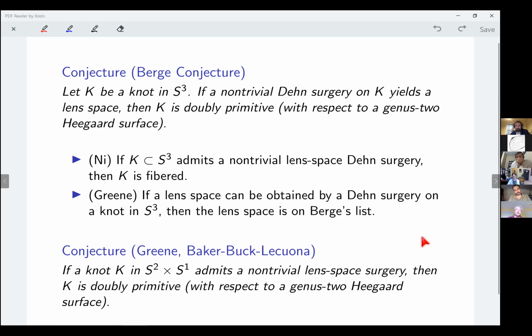And also, you can generalize this type of conjecture to other 3-manifolds. For example, a conjecture of Josh Greene and Baker, Buck, and Lecuona. They generalize this to S2 cross S1, and this also has some very strong evidence. If you have a knot in S2 cross S1, and it admits a lens space surgery, then this knot must be doubly primitive on a genus 2 Heegaard surface in S2 cross S1.